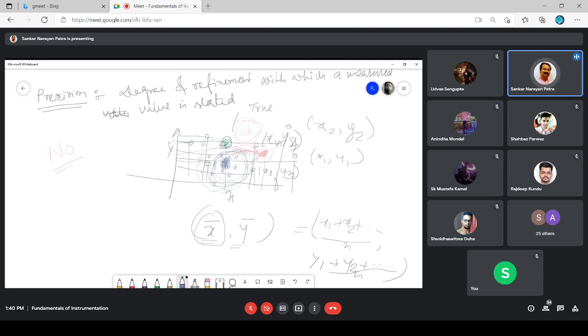Every time the experiment is done, the data produced by your system remains in close contact. So that's why the average will be here, and the average value is close to the true value. So we can say it's an accurate measurement system, because the accuracy is much better than that of the other system. Not only that, it has better precision.